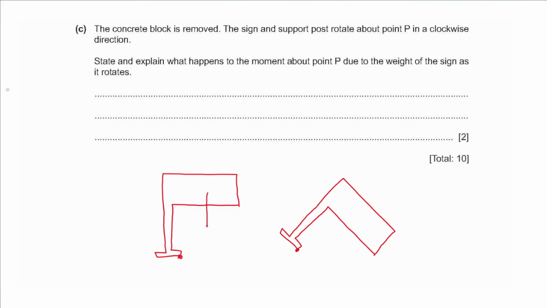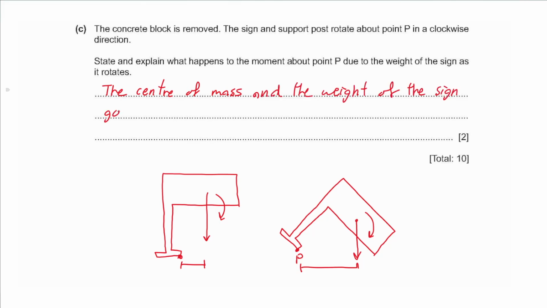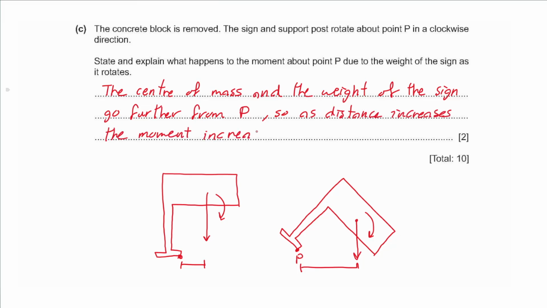The weight was at a distance of 0.5 meters, but now point P is further away from the center of mass of the sign, so the distance actually increased. As distance increases, the moment of the weight will also increase. So we say that the center of mass and the weight of the sign go further from P, so as distance increases, the moment also increases.